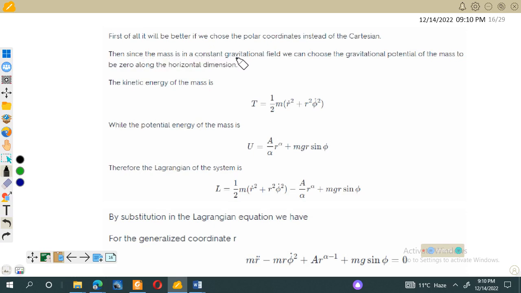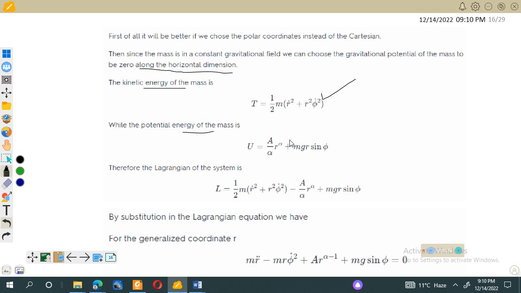Since the mass is in a constant gravitational field, we can choose the gravitational potential energy of the mass to be zero along the horizontal, because there is no change of height. So the kinetic energy of the particle is equal to m over 2 times (r dot square plus r square phi dot square), as we have calculated in the previous question.